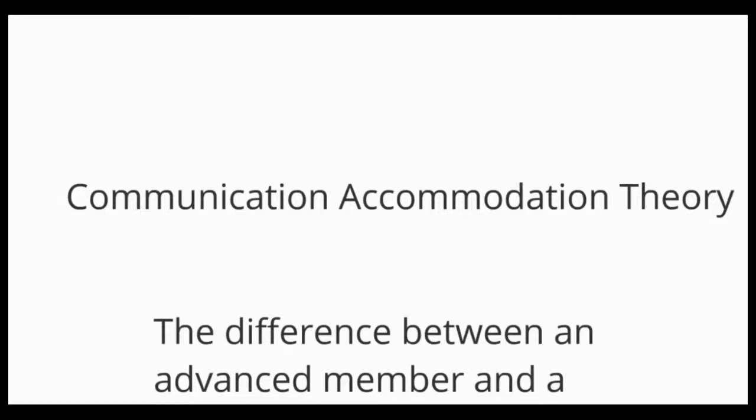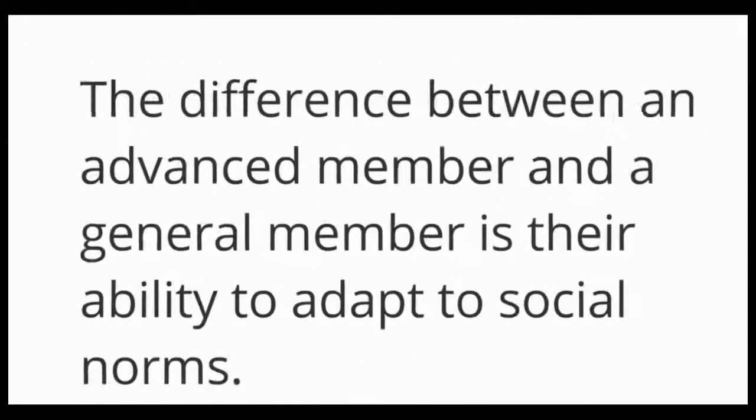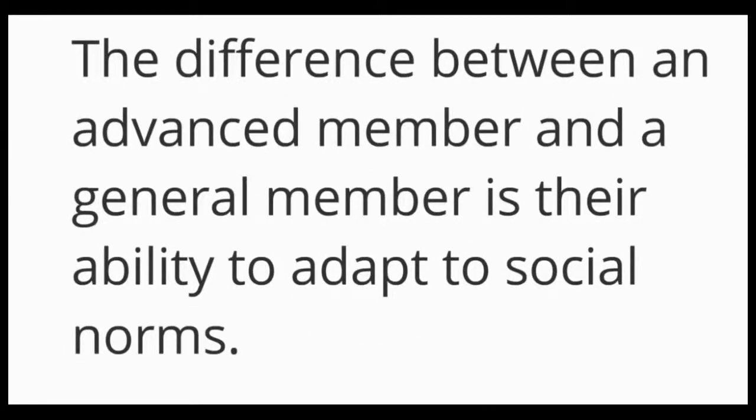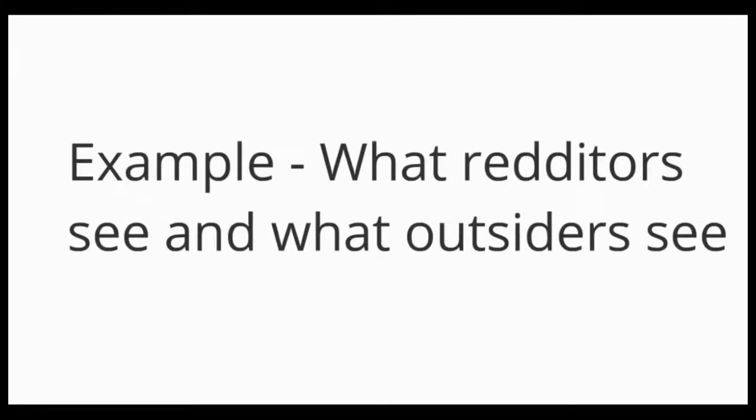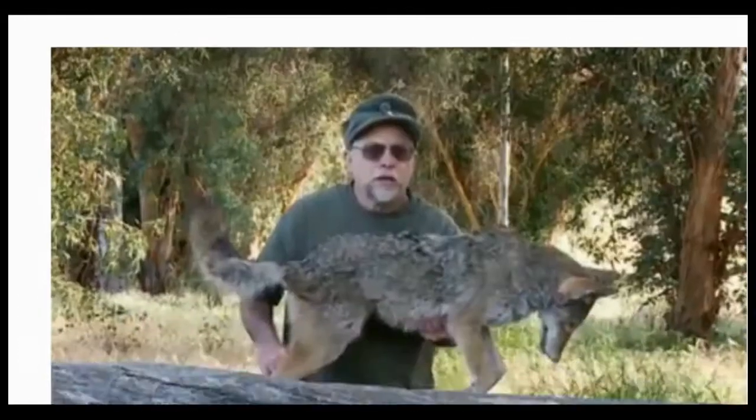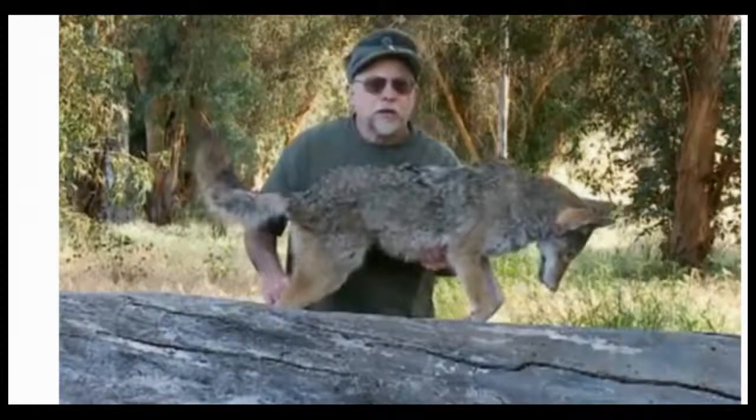So the communication accommodation theory essentially says the difference between an advanced member and a general member is their ability to adapt to social norms. So let's take an example here: what Redditors see and what outsiders see. Right now we see Chuck Testa. On Reddit, for maybe 24 hours, there was a meme of a guy who liked to do taxidermy, and he had a pretty interesting commercial to say the least. There was some auto-tuning and a whole lot of other things, but the meme still rolled on a little bit.